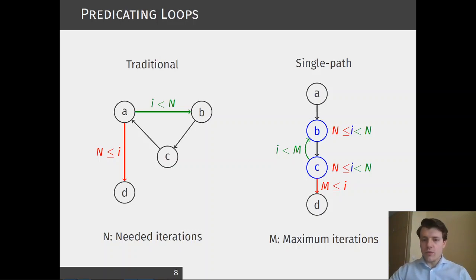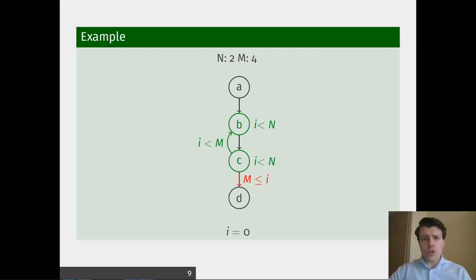Now this is easier to show with an example. So we'll use this example where we, for a specific run, we need to iterate in the loop twice, but the maximum possible run is 4 times.